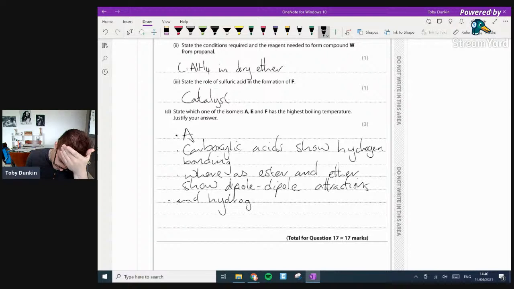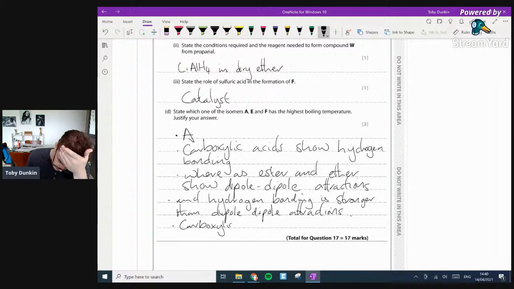Hydrogen bonding is stronger than dipole attractions. So I have to write it all. It's nice to also put carboxylic acids dimerize. Carboxylic acids also dimerize, increasing boiling point. That'll do.